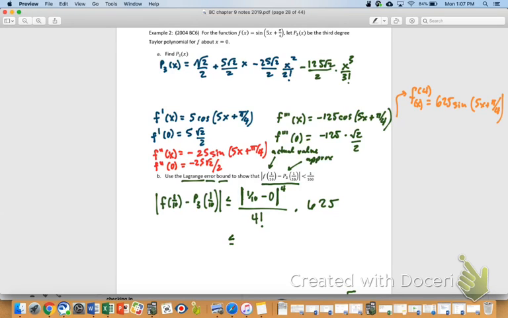What's 1/10 to the fourth? Can I do fractions? I do better with fractions. 1/10,000. That's right. Good job. 4 factorial, I think maybe I'll write out as 4 times 3 times 2 times 1. And what's 625 really? It's a bunch of 5s. How many 5s? 5 to the fourth, right? So 5 to the fourth.